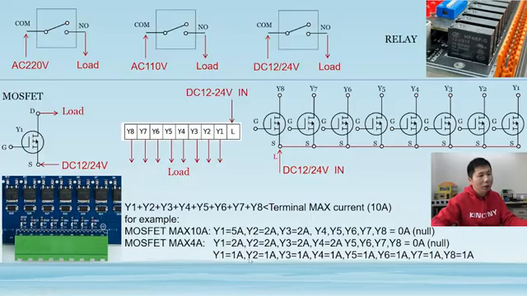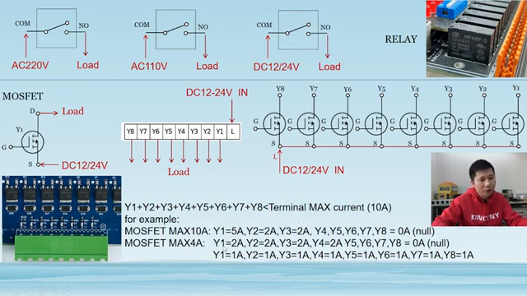So you can see, for example, the first one: if you use this board, the max is a 10 ampere MOSFET. If Y1 is 5 ampere, Y2 is 2 ampere, Y3 is 2 ampere, this added together is 9 ampere. So you'd better let Y4, 5, 6, 7, 8 not connect any load. Just make sure the max current is less than 10 ampere.